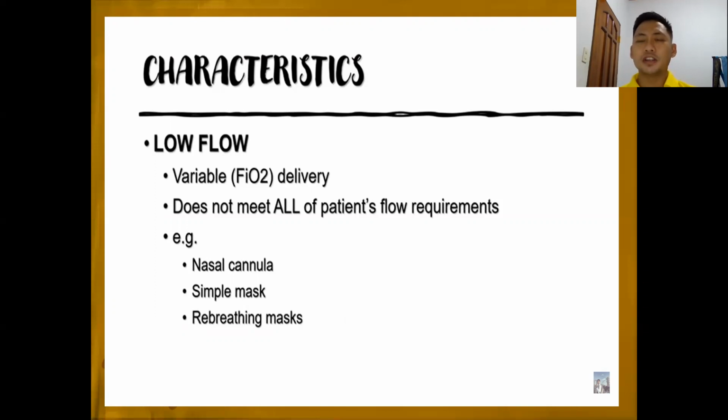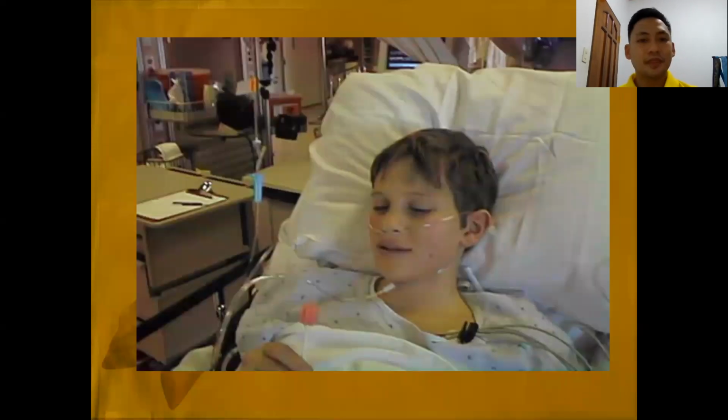Okay, so it cannot meet all the oxygen requirements needed by the patient compared with high flow devices. Examples of low flow devices include nasal cannula, simple face mask, and rebreathing mask. We have two classifications: partial rebreather mask and non-rebreather mask. So we will discuss first one example of a low flow system device, the nasal cannula.